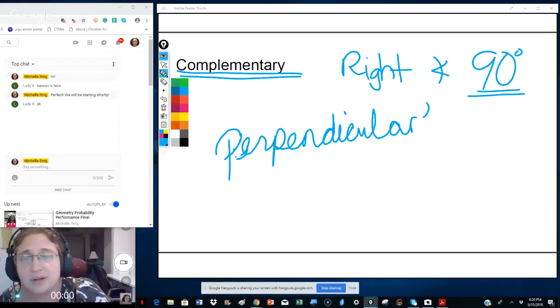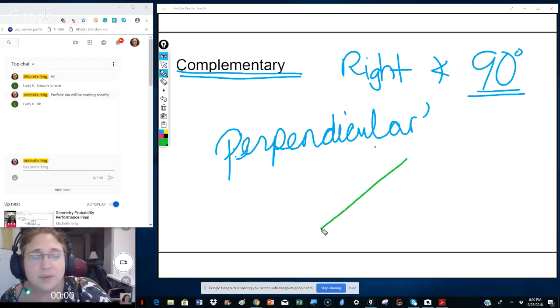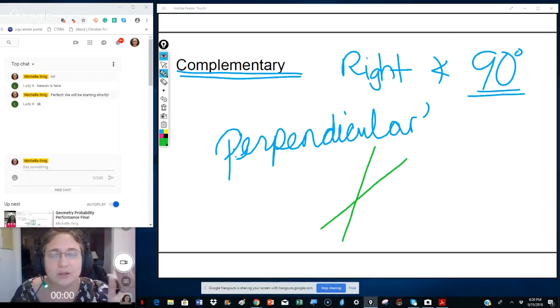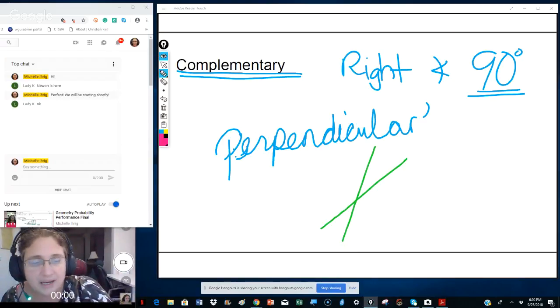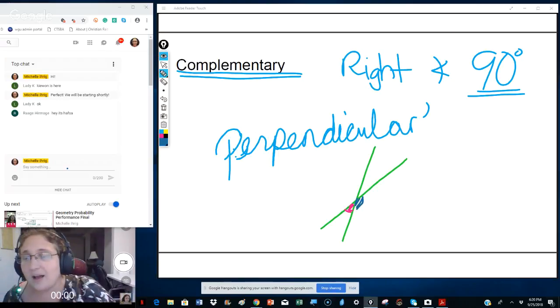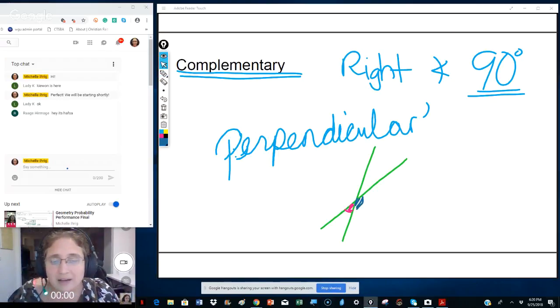So for example, if I have two lines, I'm going to make it so they really don't look like 90 degrees. Because it's very obvious that this pink angle here and this dark blue angle here don't add up. Hafsa, they do not look like they add up to 90 degrees.